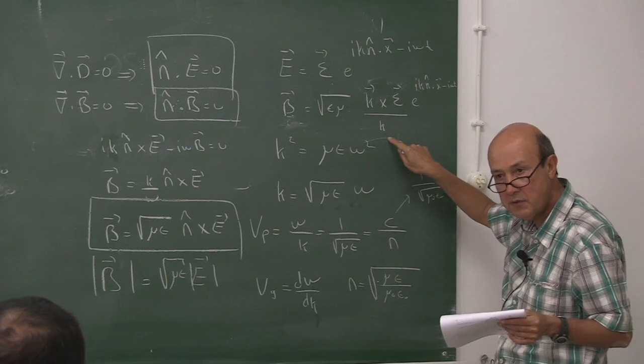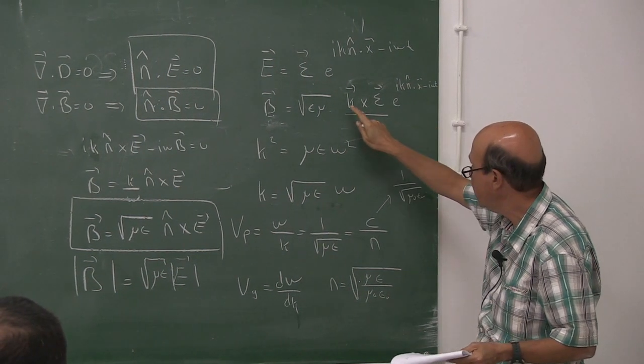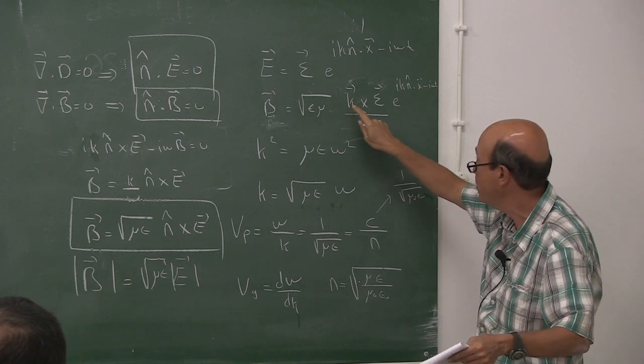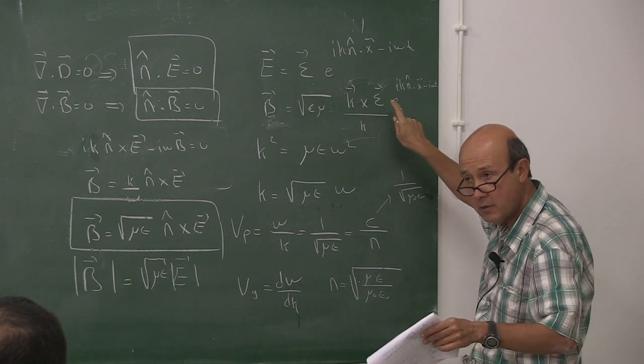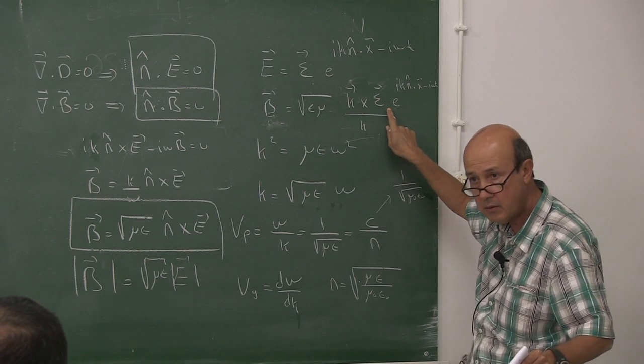This is 1 over frequency. I know that the phase exponentials are the same. So I write the B's in terms of just K cross E. Okay, do you agree?